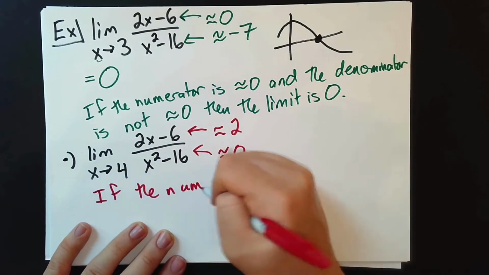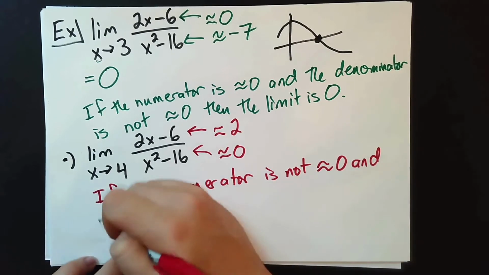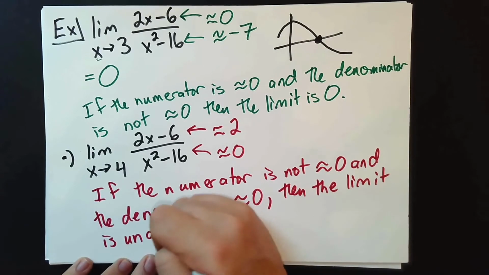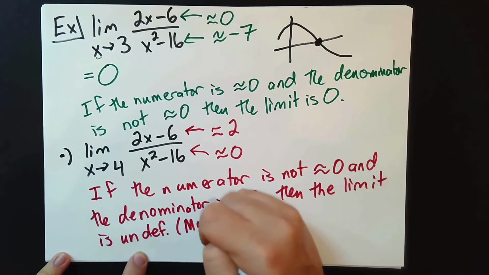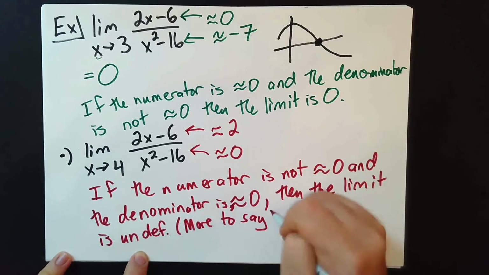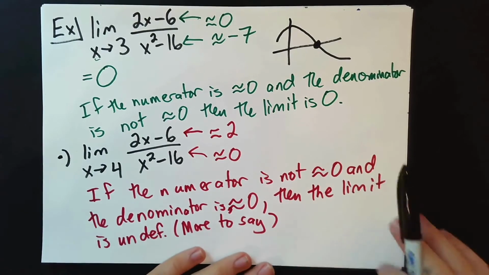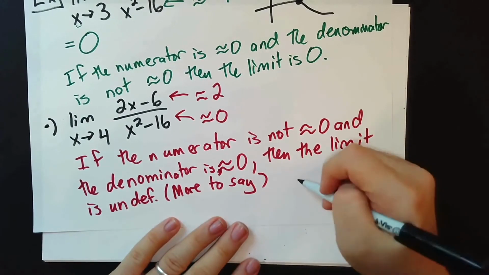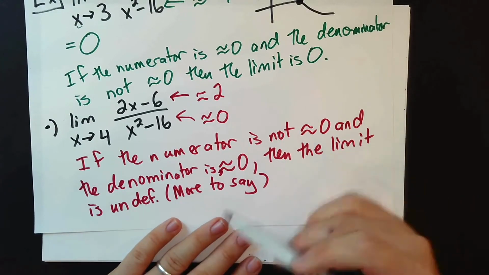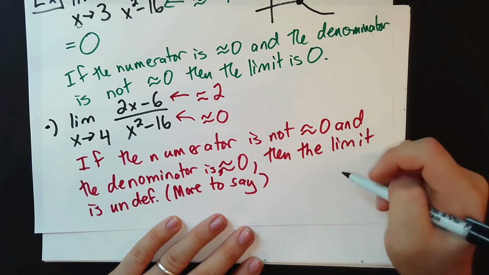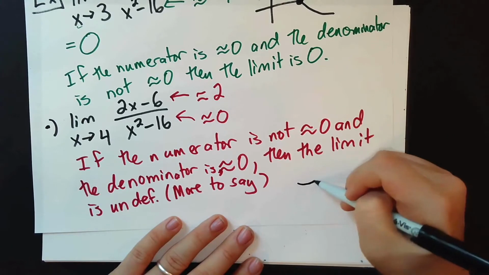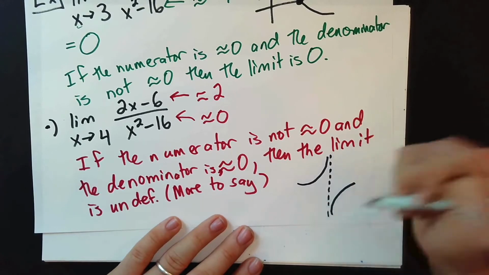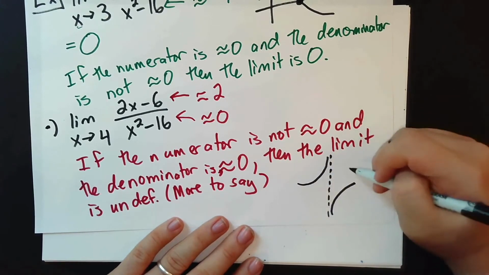So if the numerator is not going to something that's approximately 0 and the denominator is, then the limit, for now, we're just going to write undefined. I'll note there is more to say about exactly what kind of undefined it is. And so what does the picture here look like? The picture looks like what happens when you try to divide by 0. Well, math doesn't like it, and so you end up with a graph that spikes off to infinity, and then spikes off to minus infinity in the other direction. And so you end up with what's called a vertical asymptote.